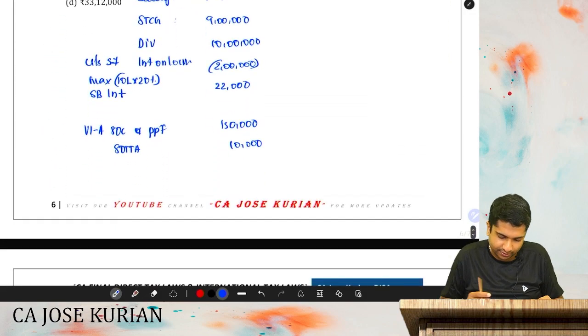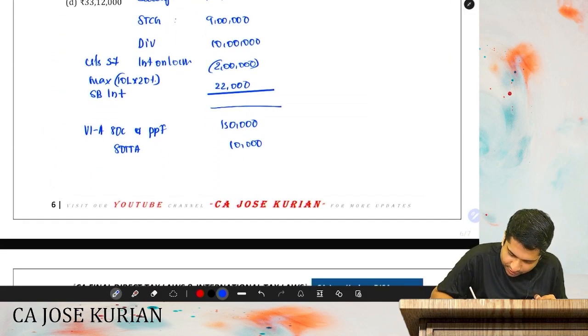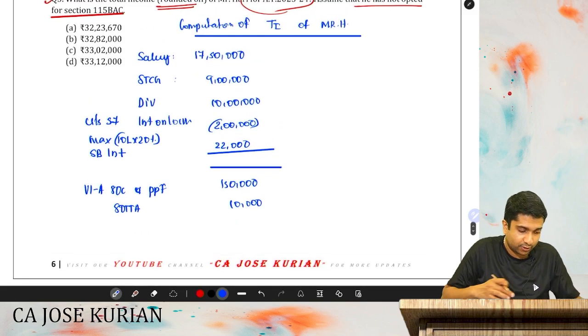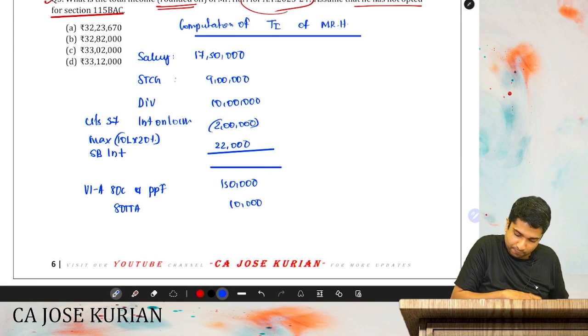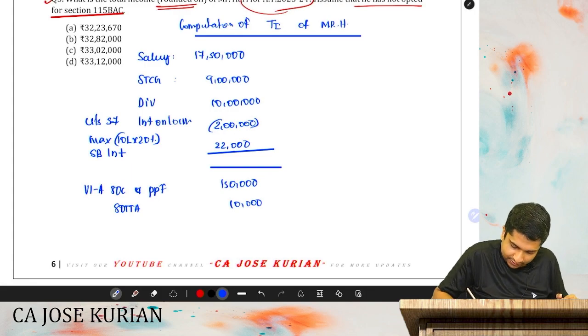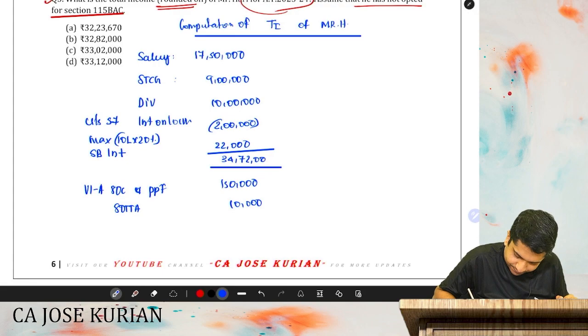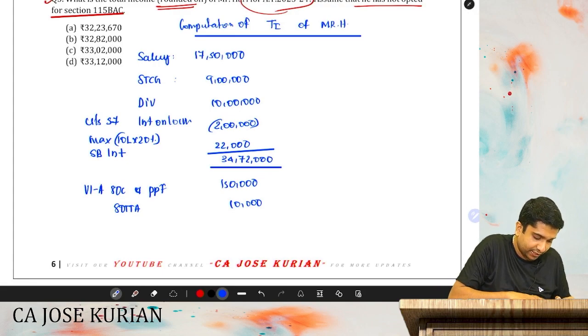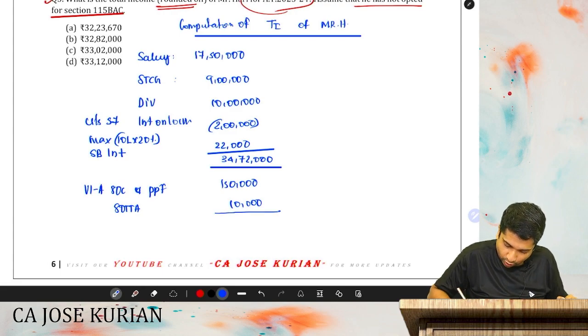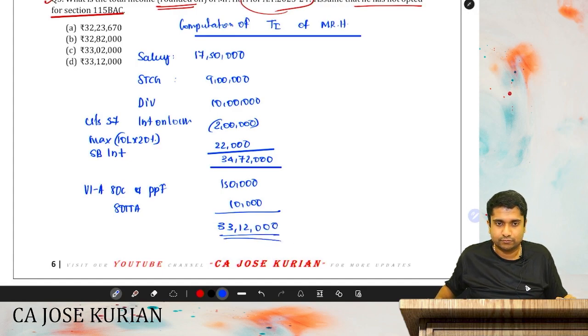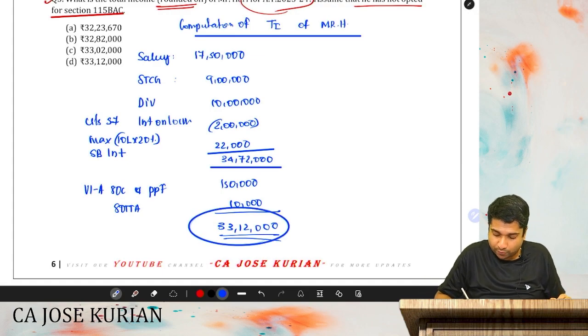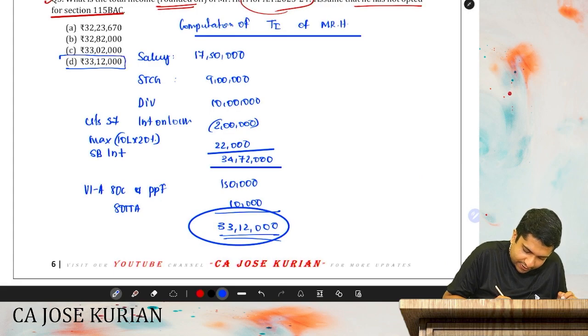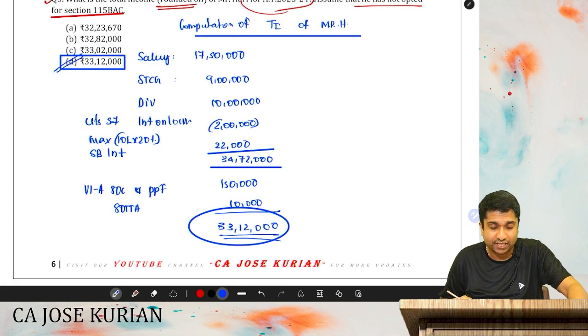Now, let's compute his total income. How much is his gross total income, friends? First, let's compute his gross total income. So that is 17,50,000 plus 9 lakhs plus 10 lakhs minus 2 lakhs plus 22,000. Gross total income shall be 34 lakh 72,000. From that, he can claim both 1,50,000 as well as 10,000 as a Chapter 6A deduction. So the total income shall be 33 lakh 12,000 rupees. Is there an option? So 33,12,000 is the total income and D is the option. I hope it is clear.